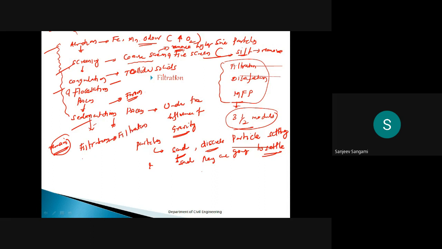So how exactly can this be removed? This can be removed with the help of the filtration process. In the filtration process, the remaining solids will be removed, as well as some of the pathogens.